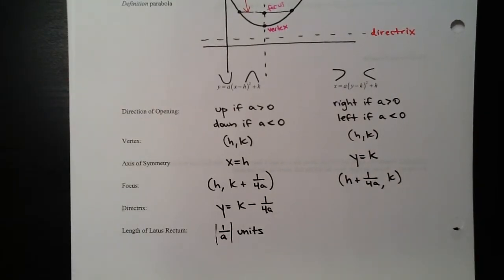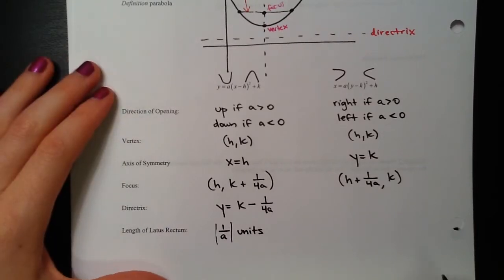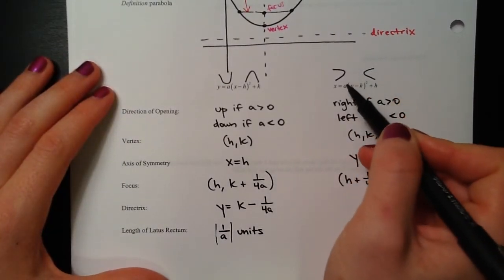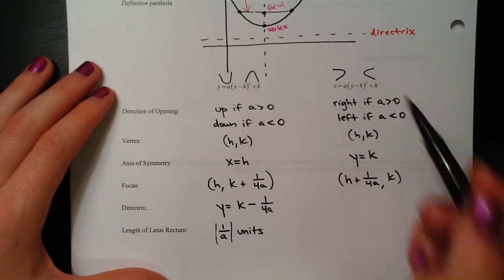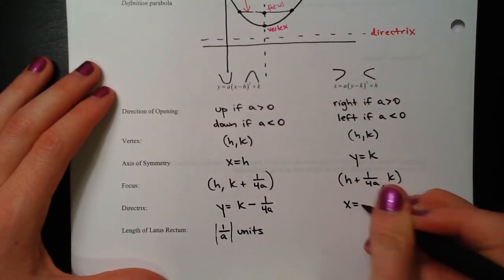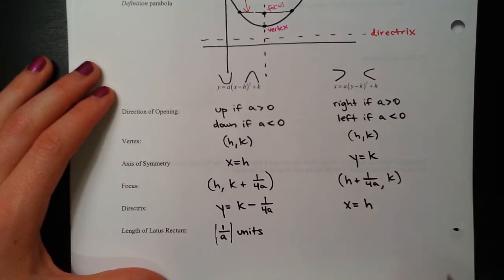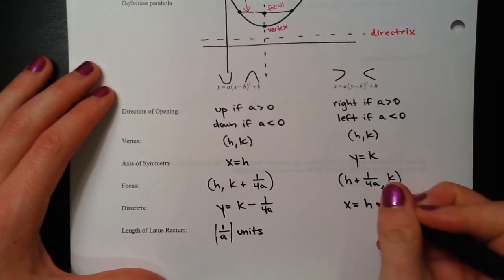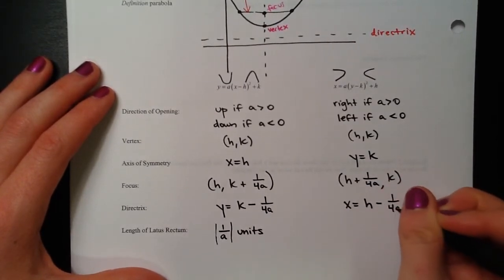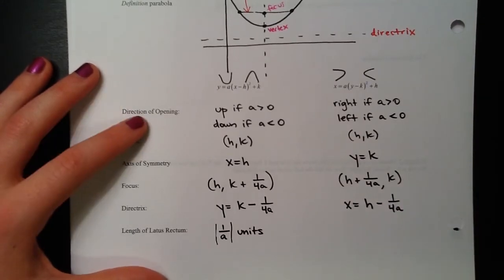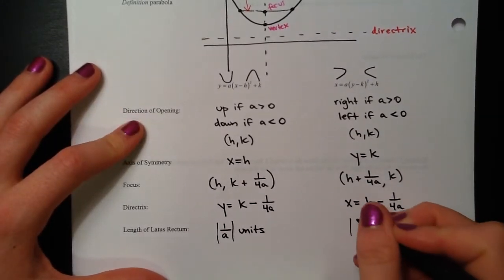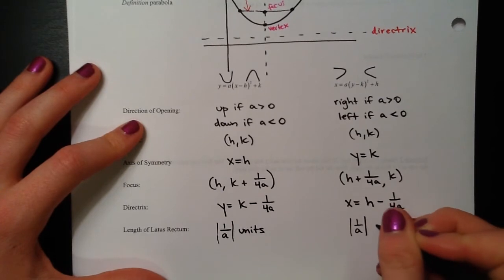And then for the directrix, if our parabola is turned on its side, the directrix would actually be a vertical line this time, like this. So it's going to be an x equals line. And it starts at this value of the vertex, but instead of going up just a little bit, it goes down just a little bit. Okay, and the length of the latus rectum is actually exactly the same.